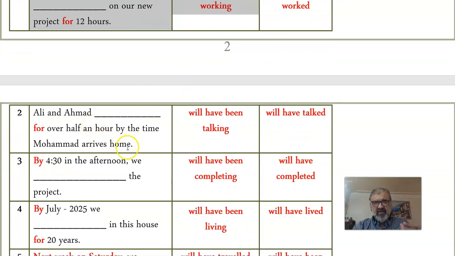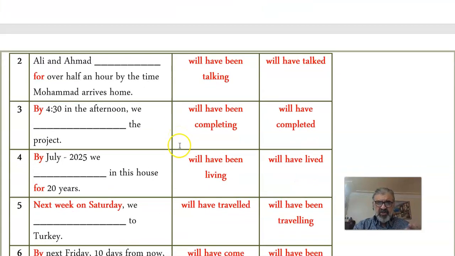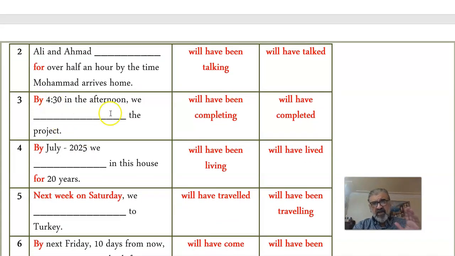Ali and Ahmed will have been talking for over an hour by the time Muhammad arrives home. Again, it's another duration. By 4:30 in the afternoon, now this is not a duration, it's a completion. Put this in mind. It's a completed, projected action. We will have completed the project.